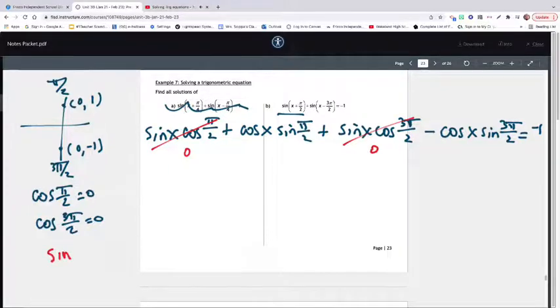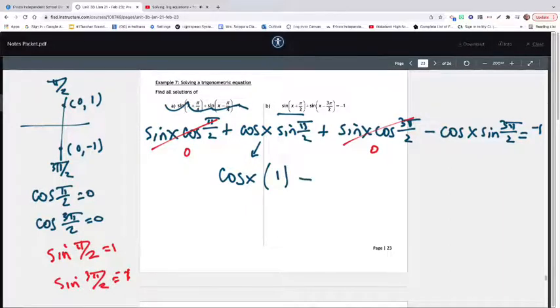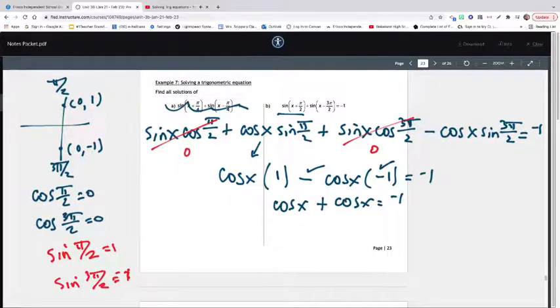I know that the sine of pi over 2 equals 1, and the sine of 3 pi over 2 equals -1. So I can plug those in. I've got cosine of x, I'm rewriting this one, times sine of pi over 2, which is 1, minus cosine of x times sine of 3 pi over 2, which is negative 1, equals negative 1. So this negative here will combine with that negative to be a positive. So we'll have cosine x plus cosine x equals negative 1. These are like terms that can be combined to be 2 cosine x equals negative 1. Divide by 2.